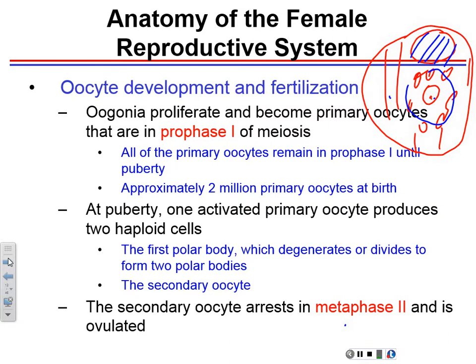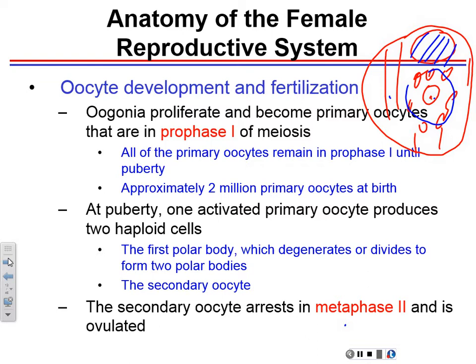In oogenesis, when the cell divides and finishes all these meiotic stages, one of them is a polar cell and the other one is the egg cell, which is big. It's got all the organelles, mitochondria, whatnot, and the cytoplasm. Why do you think that's necessary? Think about what happens at fertilization.